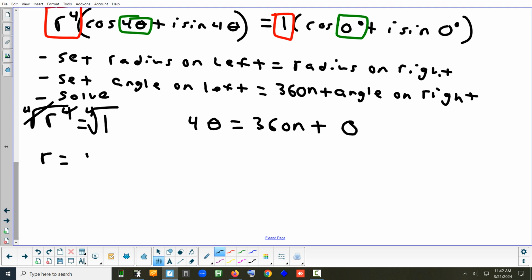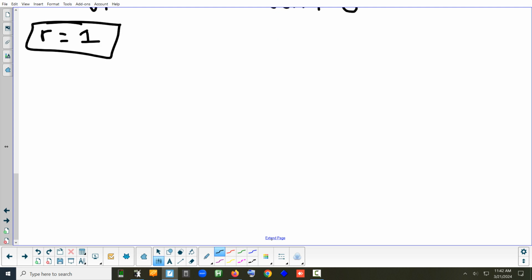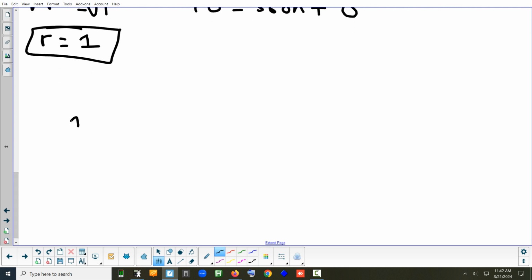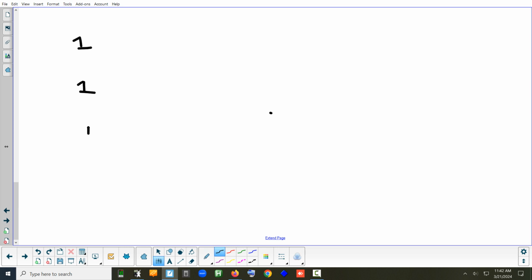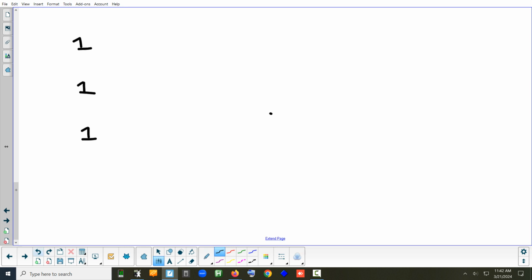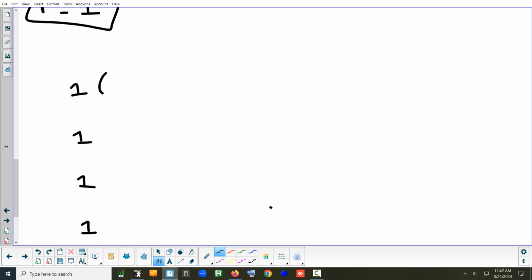So that is going to be my radius, and it's going to be my radius on all 4 answers. So we can start getting all our answers ready. I'm getting ready to write all 4. Oh, leave space there.